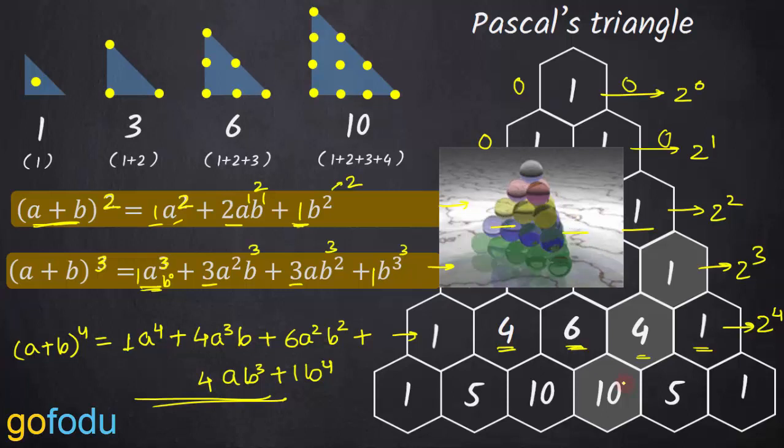We'll stop with Pascal's triangle here. These triangular numbers that we have seen, 1, 3, 6 and 10, are pretty important from the CAT point of view. We'll see them in detail in the progressions chapter. In the next video, we'll solve a few questions based on these identities.